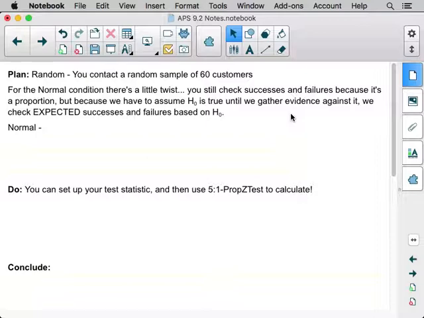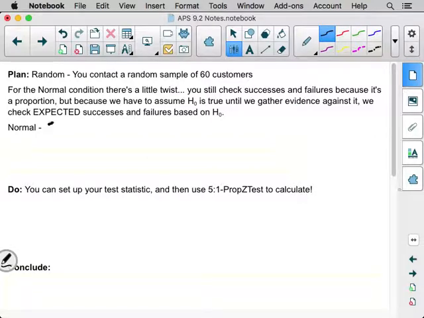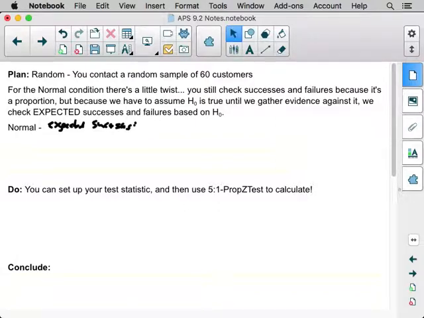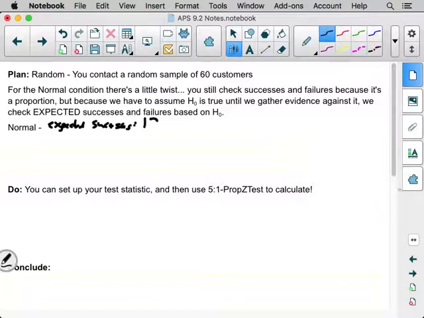The awkward part, though, is they want you to find the expected successes and failures, what you would have expected if the null were true. So what that looks like is our expected successes. Well, we had 60 people in our sample, right? And according to the null, 20% of them should be successful. What do I do with the 60 and the 0.2? Multiply. So 60 times the null, 60 times 0.2 means we would expect 12 successes.